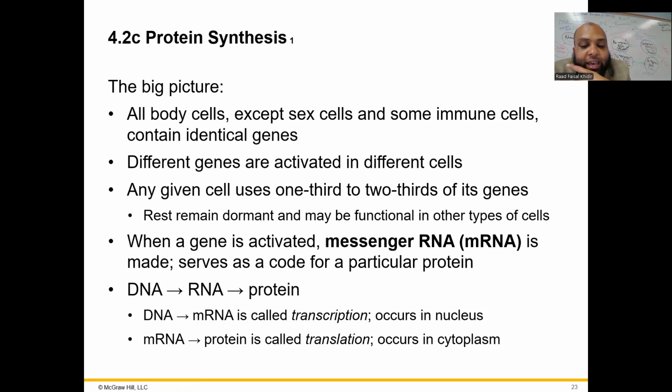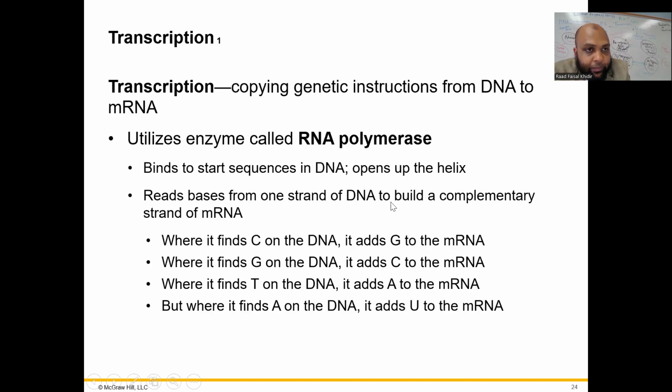So when a gene is activated, messenger RNA is made. It serves as a code for a particular protein. So going from DNA to RNA to protein. DNA to RNA is called transcription, and that occurs in the nucleus. And the mRNA to protein is called translation, and that occurs in the cytoplasm.